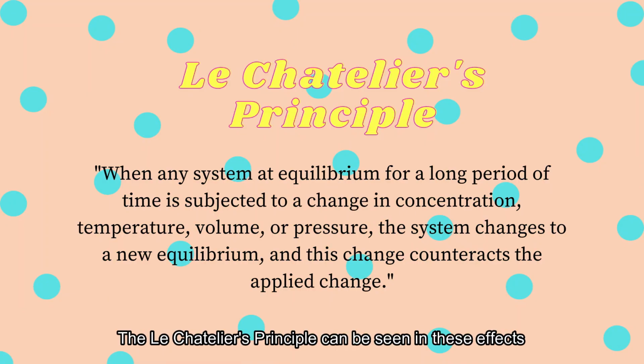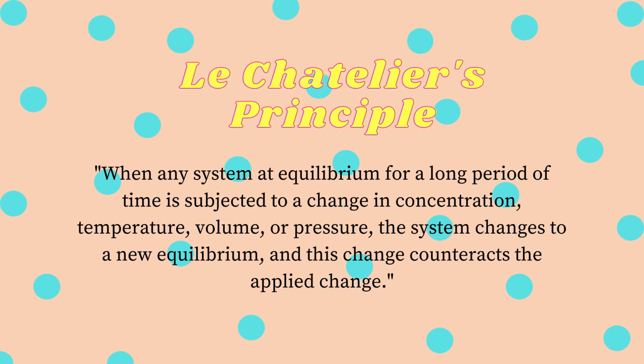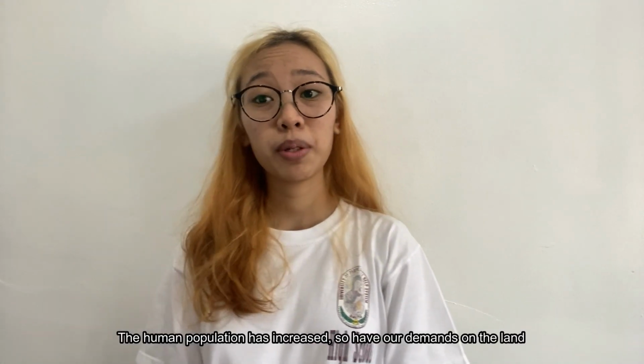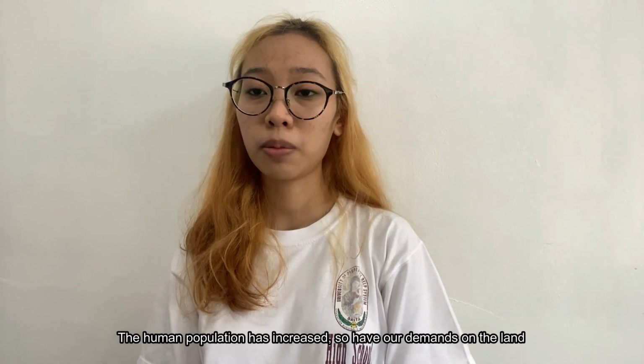The Le Chatelier principle can be seen in these effects, for it states that when any system at equilibrium for a long period of time is subjected to a change in concentration, temperature, volume, or pressure, the system changes to a new equilibrium, and this change partly counteracts the applied change. We can observe this in our environment, which is trying to adapt to the changes that are caused by human activities. The human population has increased, and so have our demands on the land.